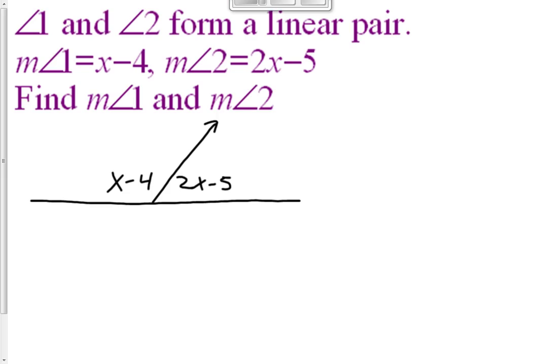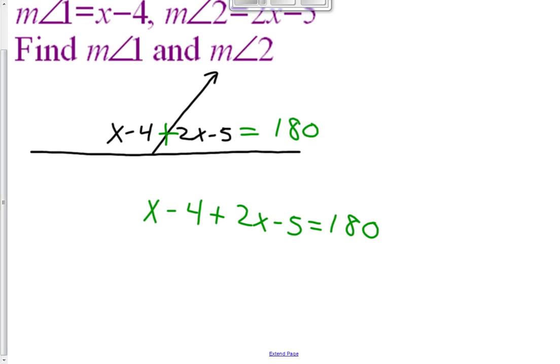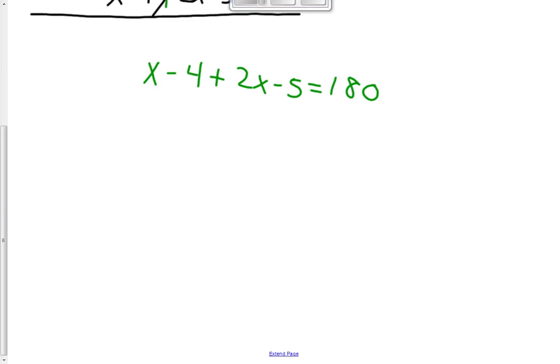And linear pairs are supplementary. So that means they add up to equal 180 degrees. So that's how we're going to set this one up to solve. x minus 4 plus 2x minus 5. That sum is supplementary. It equals 180 degrees. Let's solve for x, shall we, everybody?